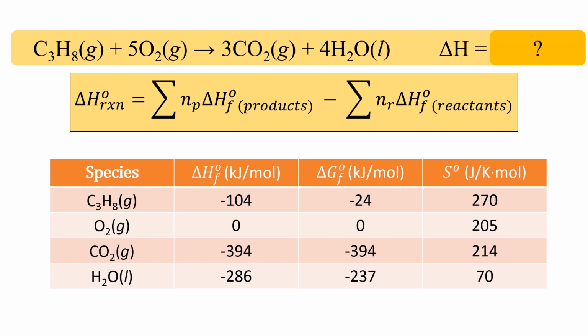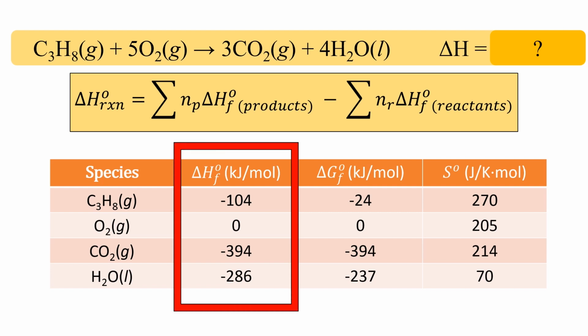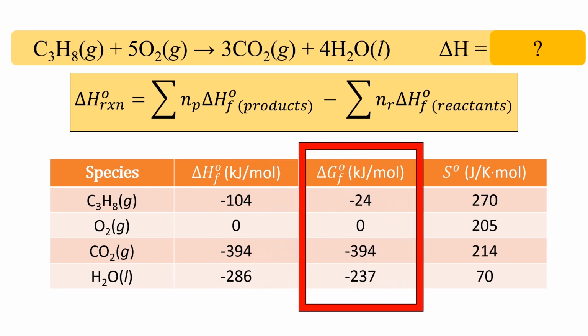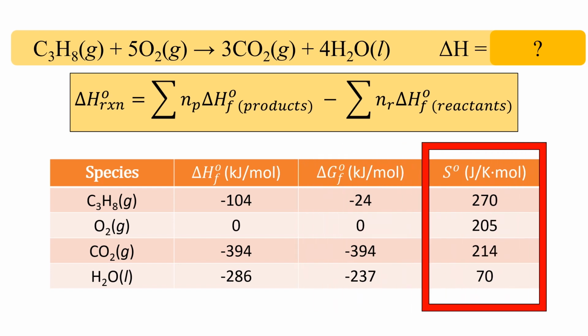I have the 4 species for our reaction listed. For each species, you'll find the standard change in enthalpy of formation in kilojoules per mole. You'll also find the change in Gibbs free energy in kilojoules per mole and the entropy in joules per Kelvin mole. Gibbs free energy and entropy are both state functions. Thus, you can use the same equation to find the change in free energy and the change in entropy respectively.